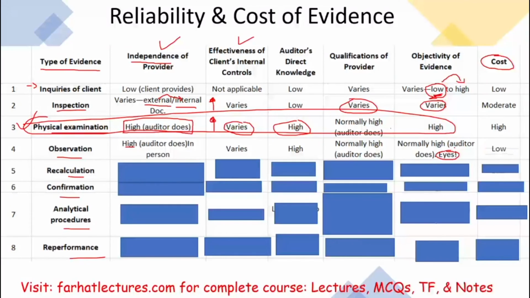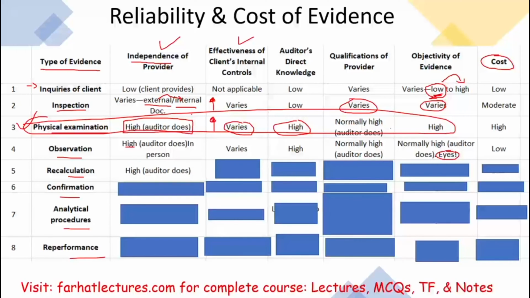However, the cost is low, because with observing, you can just walk around. There's not much you are doing other than observing. So cost is low. Recalculation. Who's performing the recalculation? The auditor. Therefore, from an independence perspective, it's high.